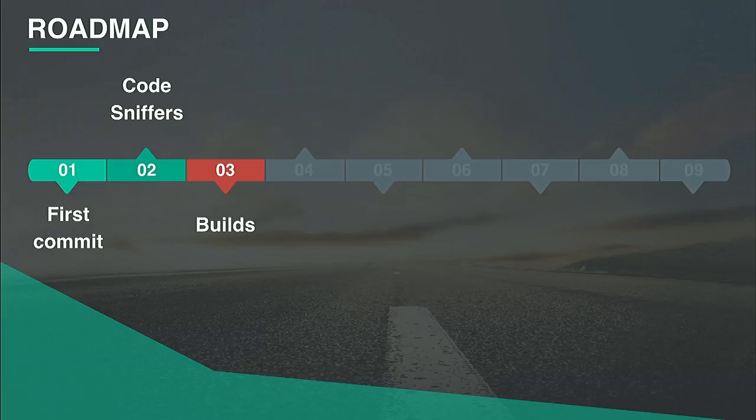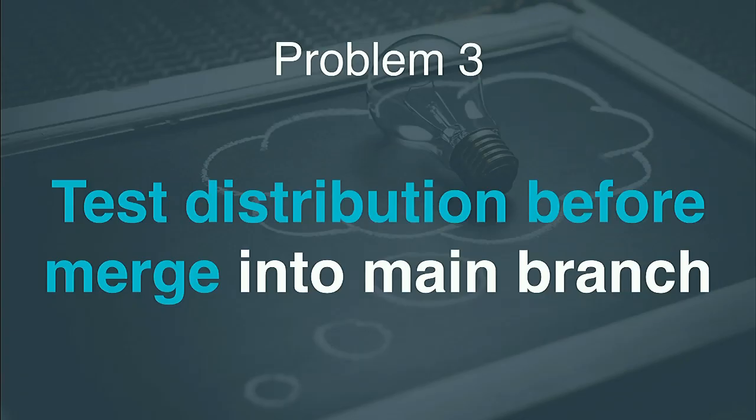We applied sniffers, we were happy for a few days, and then realized that we need a place to test our changes. The main idea was that we should test the distribution before merging to the master branch. Let's take a look at the example with Drupal.org. Whenever someone creates an issue, whenever someone submits a patch, we should load it, apply it locally, and then test it and report feedback back.